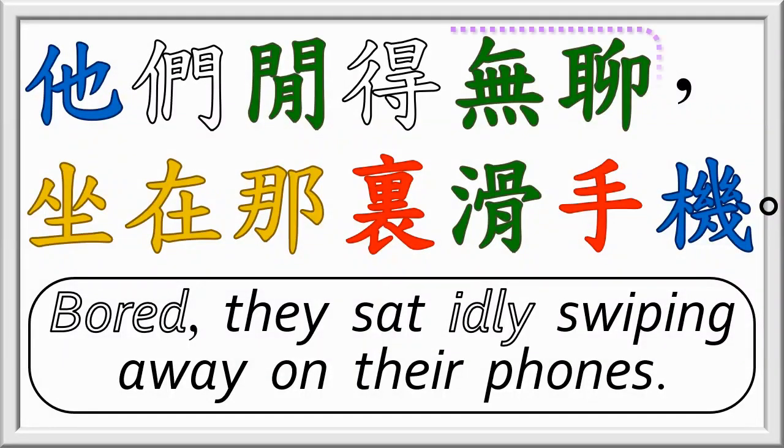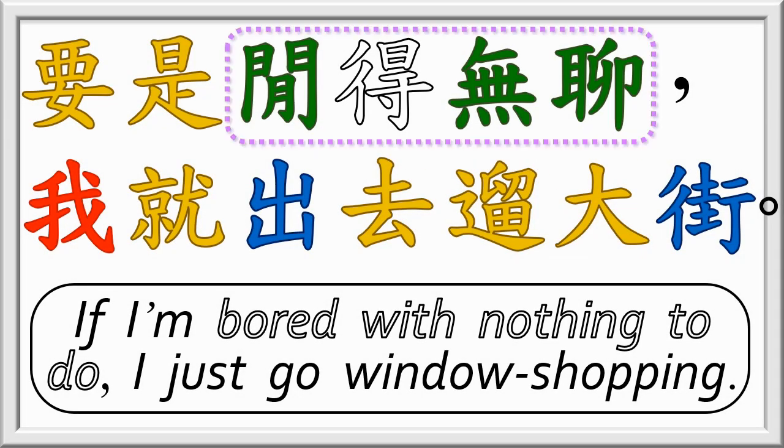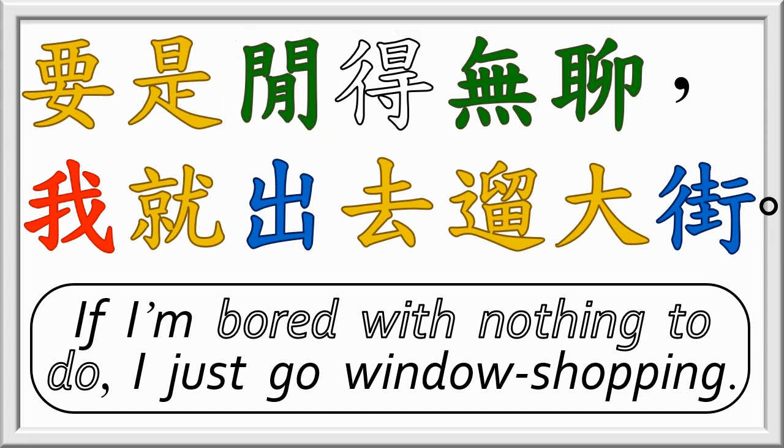闲得无聊 would refer to a person bored, with nothing to do to occupy their time, as in these next two sentences. 他们闲得无聊，坐在那里滑手机。Bored, they sat idly swiping away on their phones. 要是闲得无聊，我就出去溜大街。If I'm bored with nothing to do, I just go window shopping.